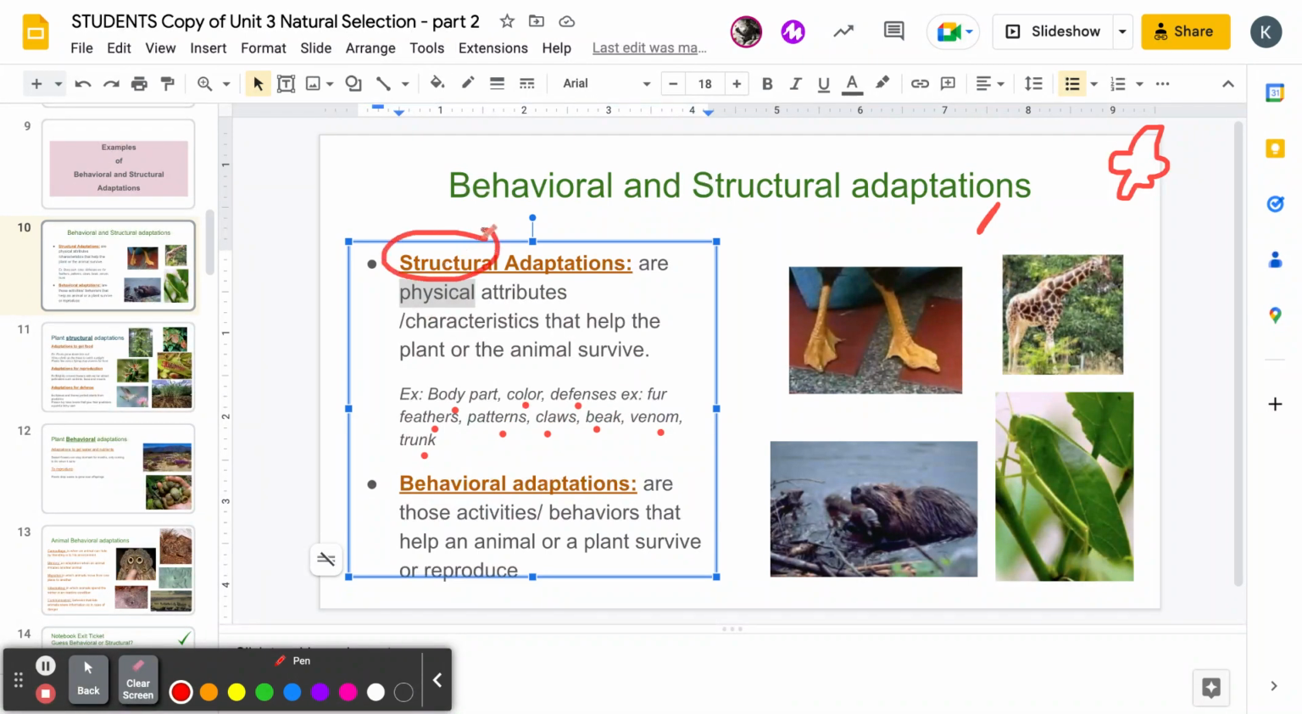all structural adaptations. Behavioral are the activities, think of action and verbs, behaviors that help an animal or plant survive. A turtle going into its shell, behavioral. Traveling in herds to protect the young, behavioral. Building a nest, behavioral.